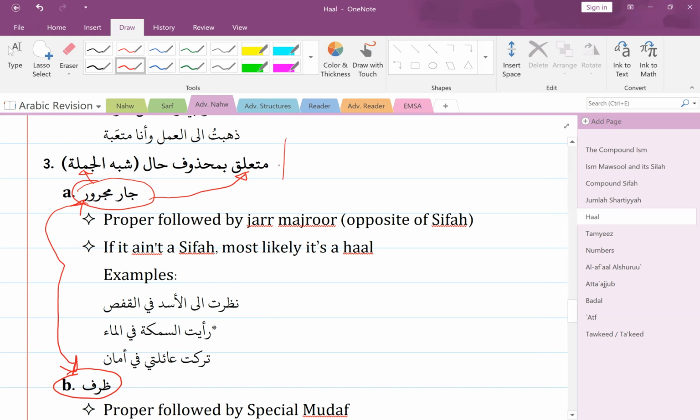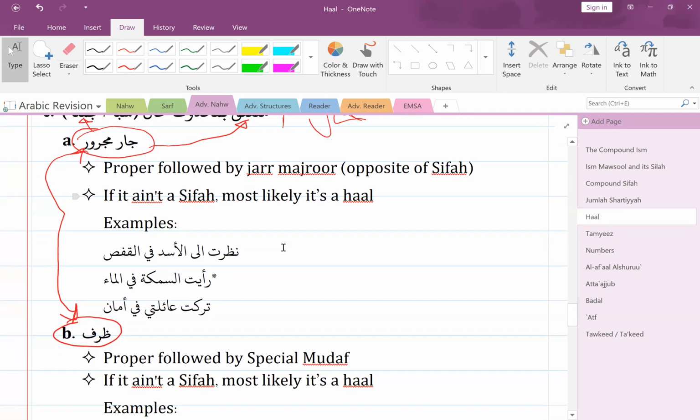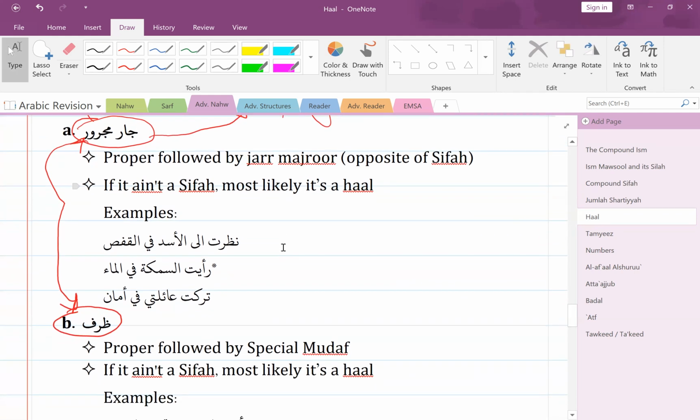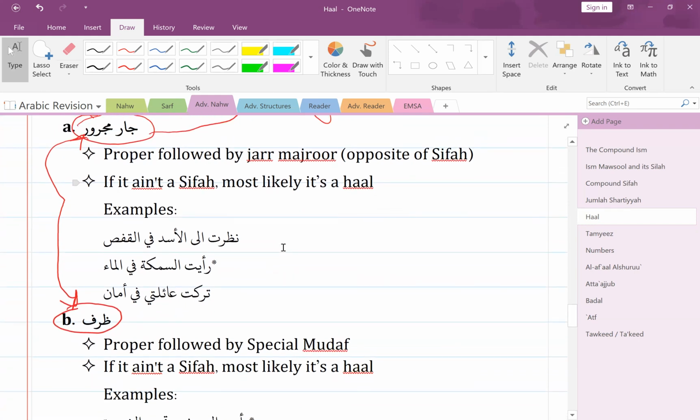So you have some grammarians that call this a hal, automatic hal. And some said, it's not really a hal. There's a hal that was omitted, that has not been mentioned. And this thing, jar majroor, is actually muta'alliq to that hal. So a lot of gymnastics. I have a theory about that. Maybe I'll share it with you after we go through these examples. So that's just an introduction to shibhul jumla.